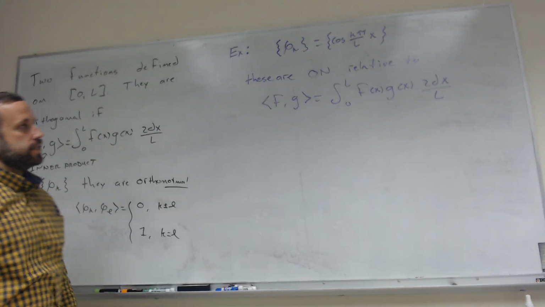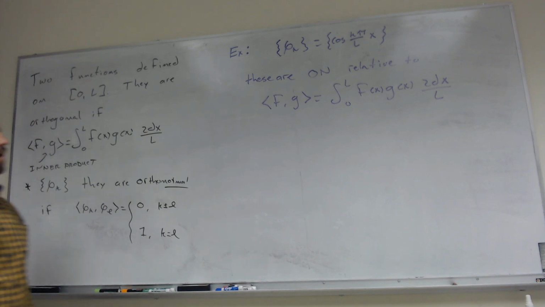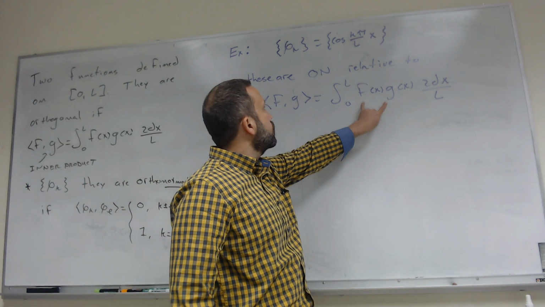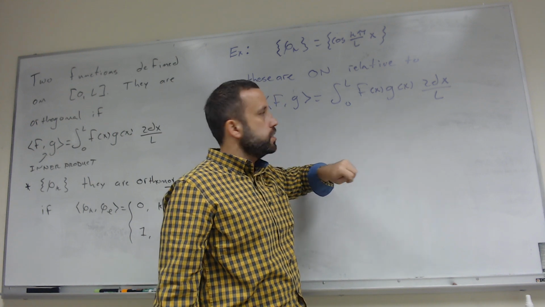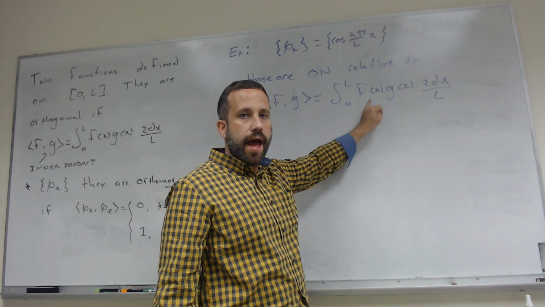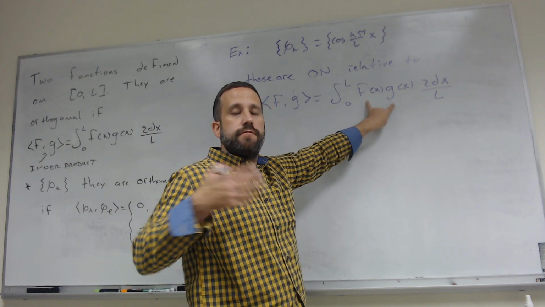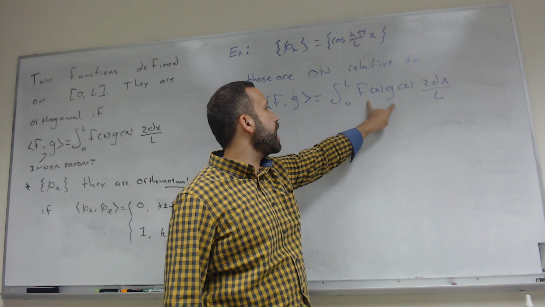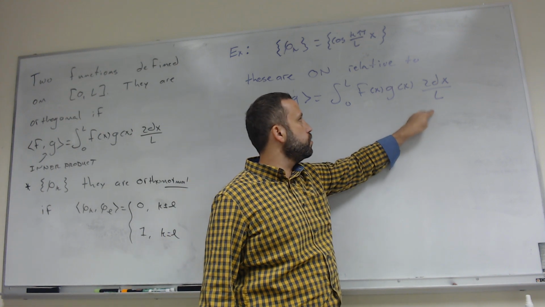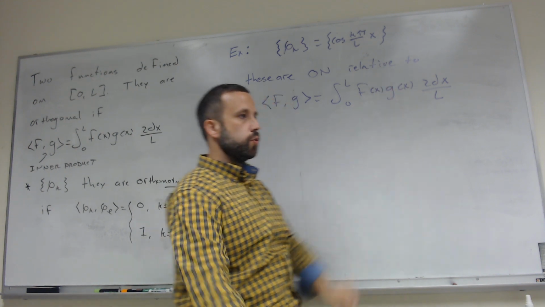Okay, we've already seen that. If I have a cosine and a sine that aren't the same, this integral is going to be equal to 0. If I have two different cosines that have a different value of k, it's going to be equal to 0. If it's the same value of k, then it's going to be equal to L over 2, and then you multiply by 2 over L like it's 1.